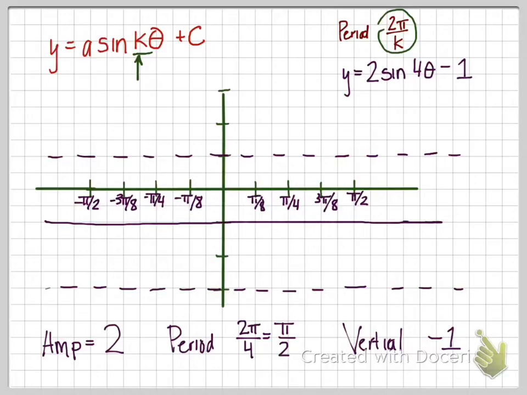Now we have all the information. We've got our maximum and our minimum labeled. We figured out our period using 2 pi over k, and then we've labeled each of those 4 increments on our x-axis in the positive and negative direction. All we have to do is graph, and it is the same basic sine curve. We are beginning at 0, and then sine goes to its max.